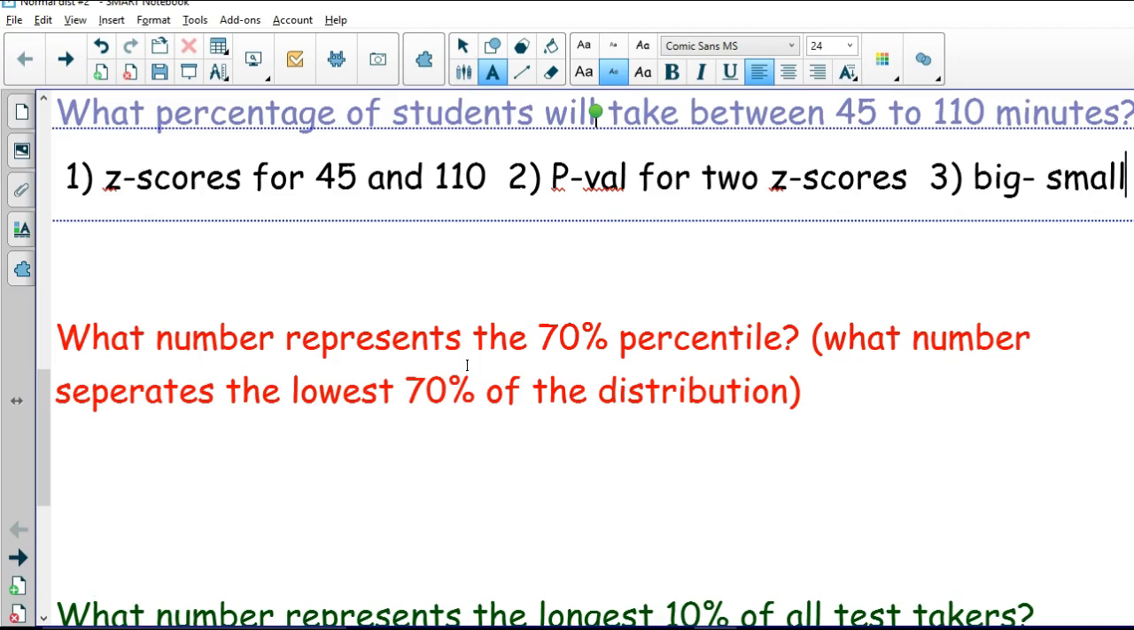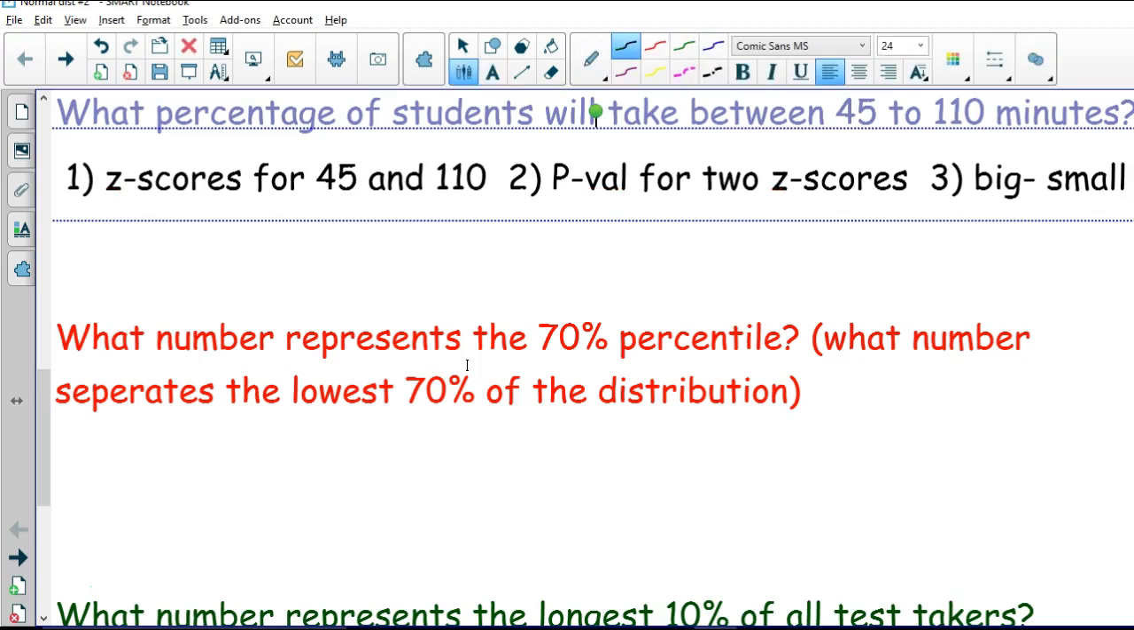What number represents the 70th percentile? So we don't know now what test time this is, right? We're looking for the test time that represents the 70th percentile. Any thoughts? What should we do? This one's a little more difficult. Okay, so we'll put it into a decimal. Yeah, we can put it into a decimal.